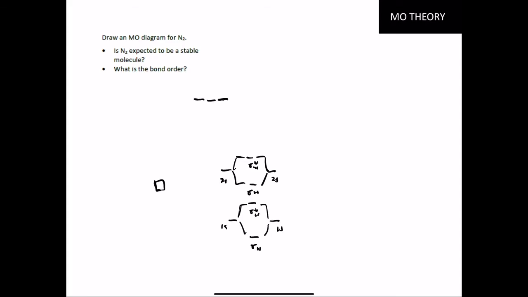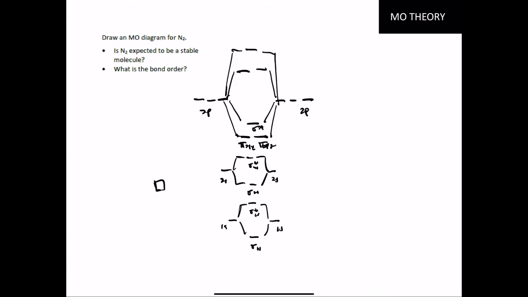Let's see if I have enough space here. Here's my 3 p's, my 2 p's. So we said pi is going to come first, then sigma, and it's always pi sigma up here. Nice. All right. So pi 2py, pi 2pz, sigma 2px, pi star 2py, pi star 2pz, sigma star 2px.